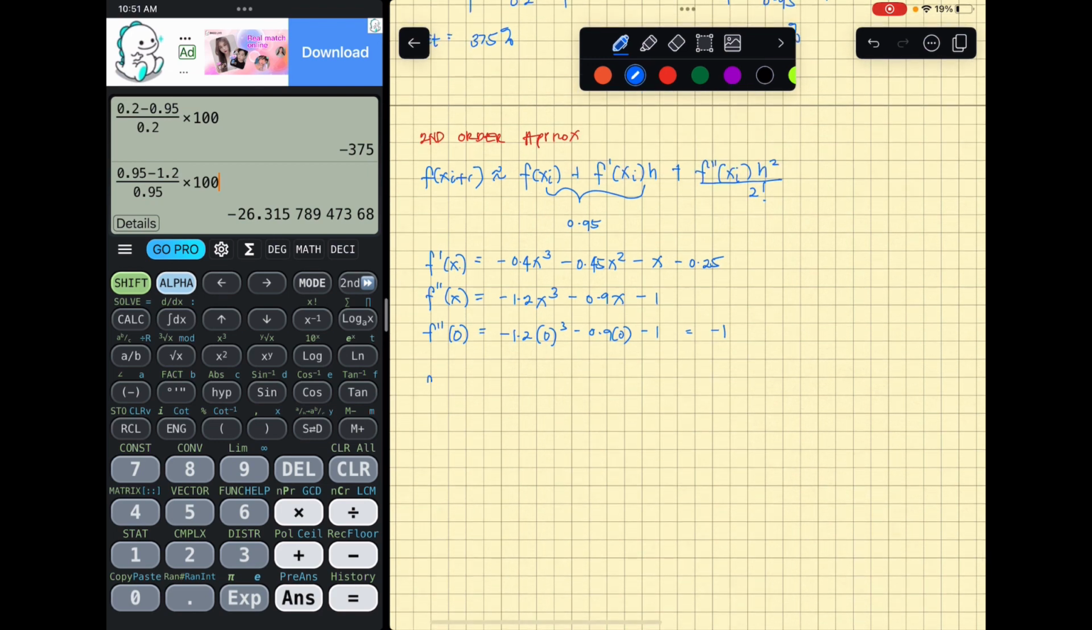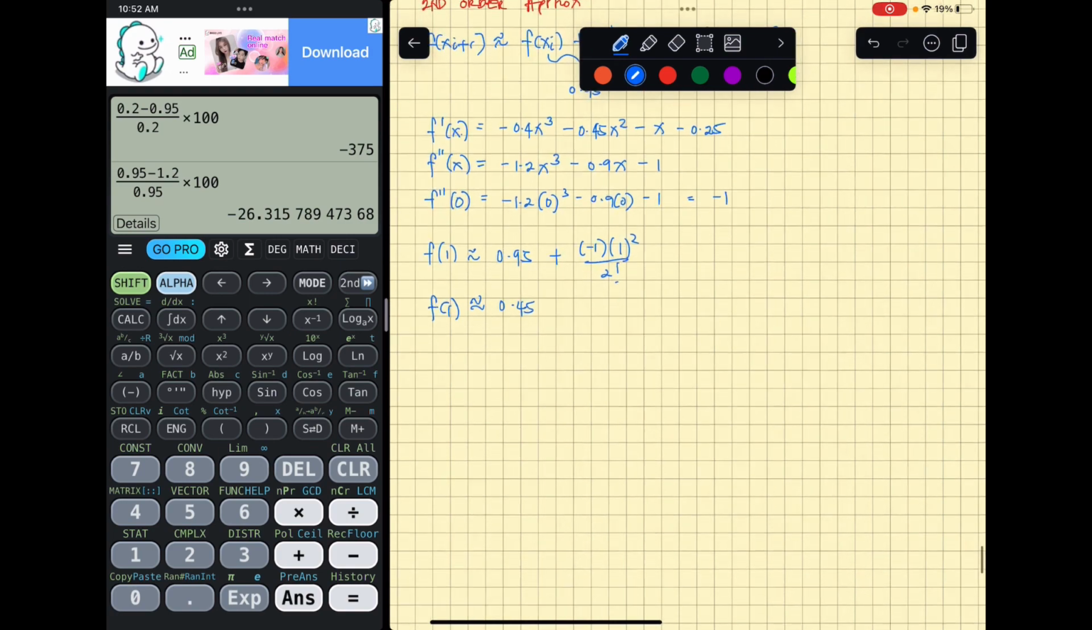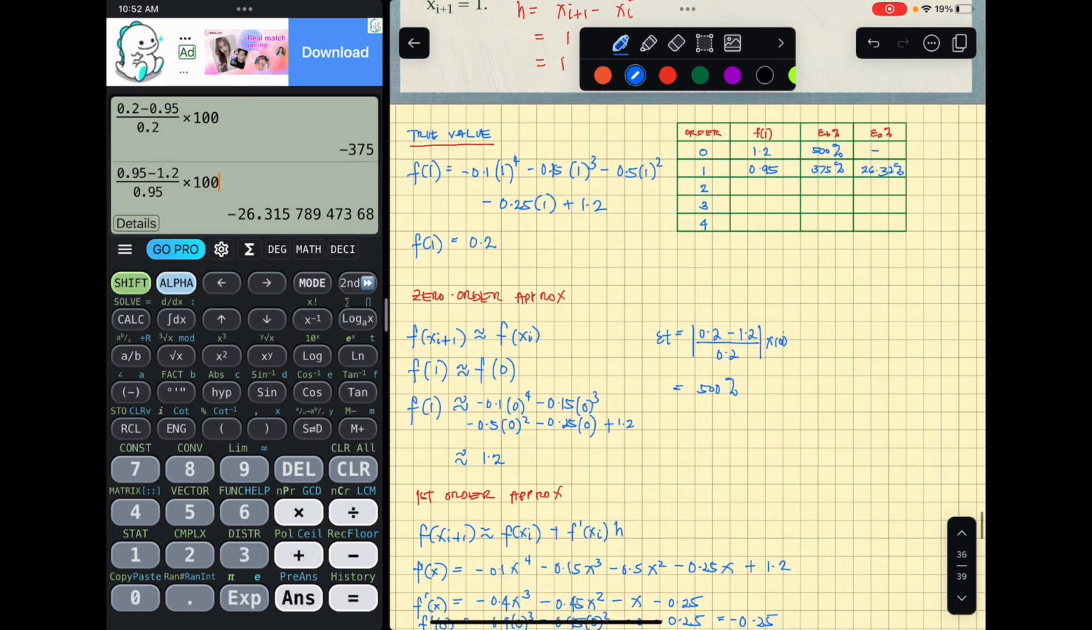So we can now get f of approximately x sub i plus 1, which is approximately 0.95, plus f double prime, that is negative 1, h is 1 squared over 2 factorial. So f of 1 then would be, 2 factorial is 2, so negative 1 over 2 is negative 0.5. So this would give us 0.45. 0.95 minus 0.5 is 0.45. So this would be 0.45 here.